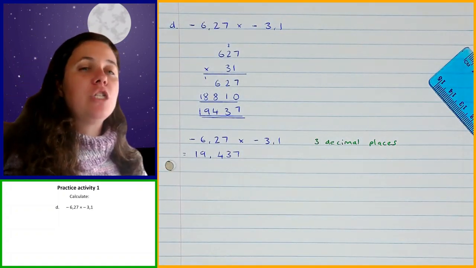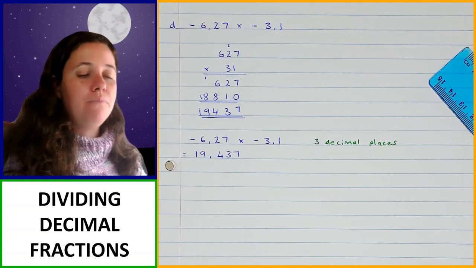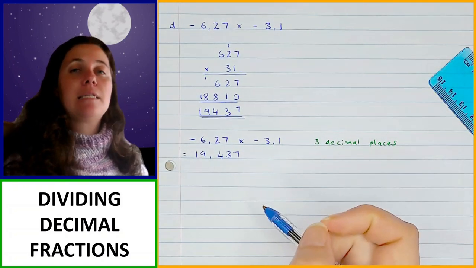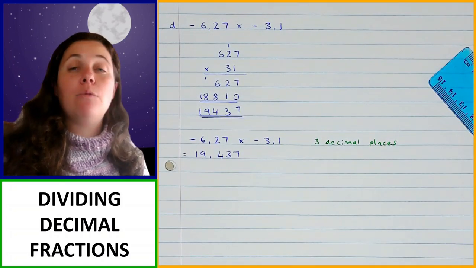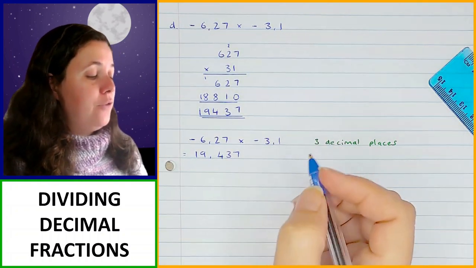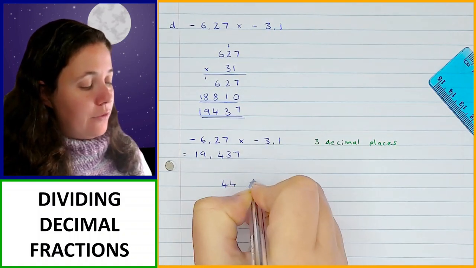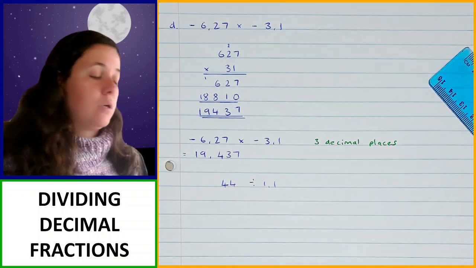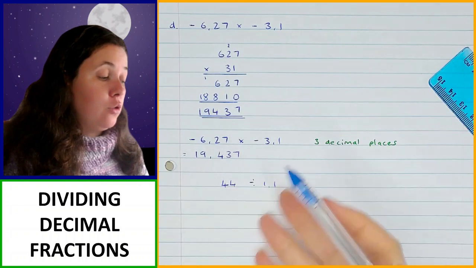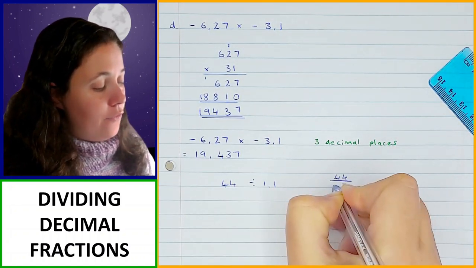Right, now we're going to go on to dividing decimal fractions. What you need to know when we're dividing decimals is that we're going to be using a concept similar to what we did when we were using equivalent fractions. So if you have something like 4.4 divided by 1.1, remember, a division question can be written as a fraction. So I can write this as 4.4 over 1.1.